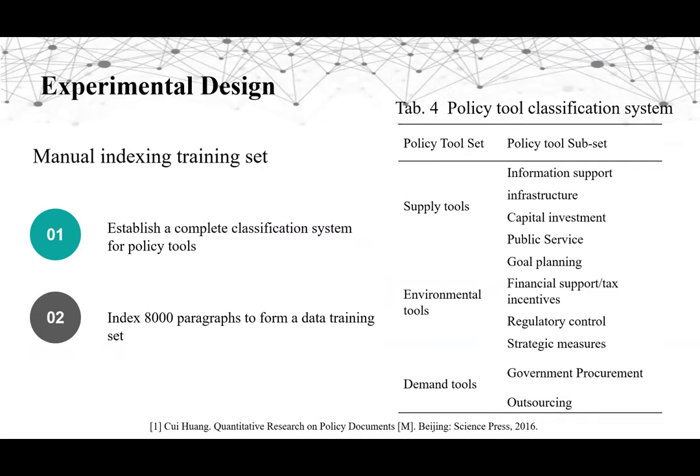As table 4 shows, we establish a complete classification system for policy tools. Based on this, two rounds of policy tool indexing are carried out on 800,000 paragraphs.